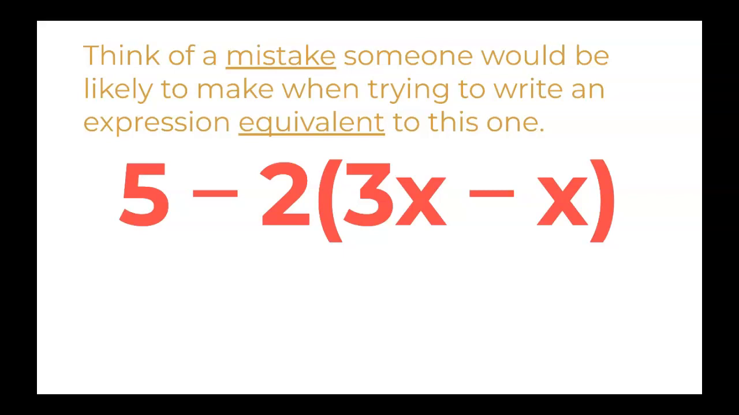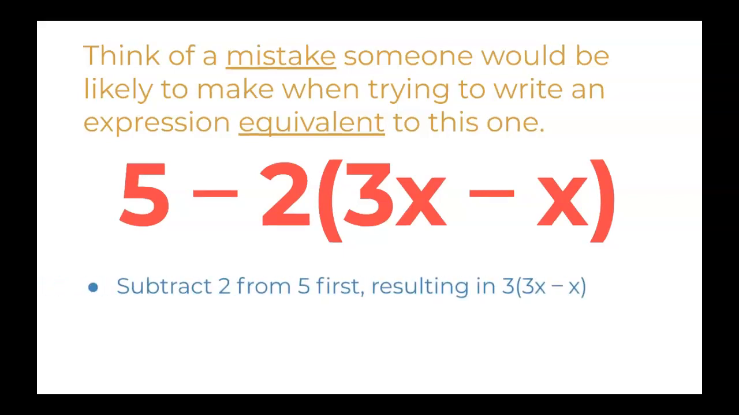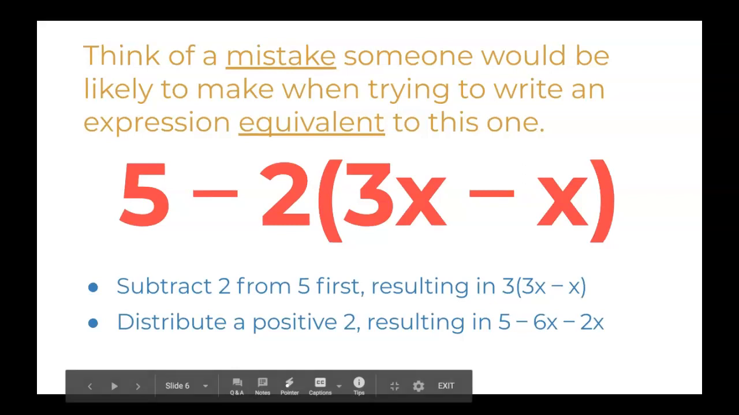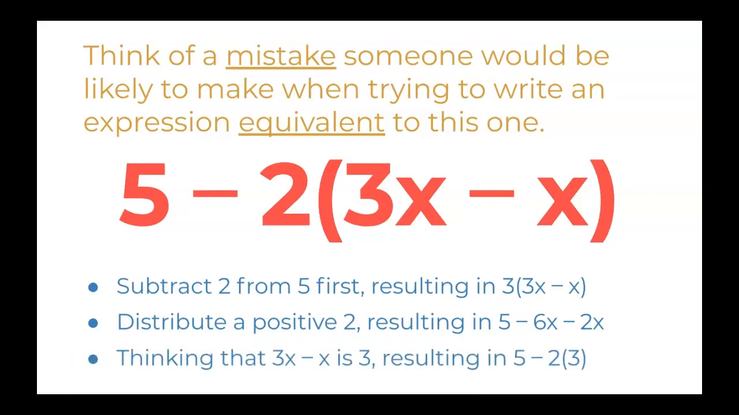All right, I wonder how many of you thought about this one: subtracting 2 from 5 first and getting 3 times the quantity 3x minus x. I wonder if any of you thought of distributing a positive 2 instead of this minus 2, resulting in 5 minus 6x minus 2x. I wonder if any of you thought 3x minus x is 3. Those are all really common errors, so I want you thinking about that. Try to avoid them and see if you can get this right on your own.